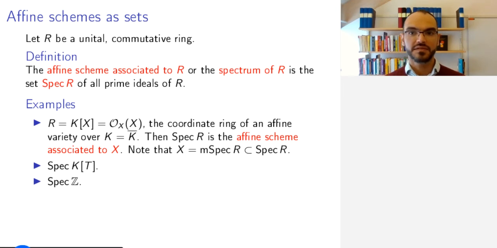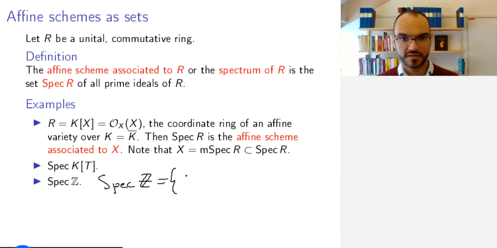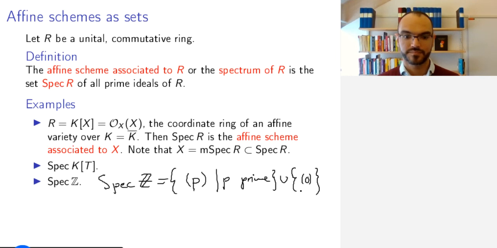A much more innocent, or perhaps much more powerful, depending on how you view it, ring is the ring of all integers. So here Spec Z, well, of course, this is the set of ideals generated by prime numbers, and the 0 ideal, in analogy to the previous situation. The 0 ideal is prime, but not maximal.